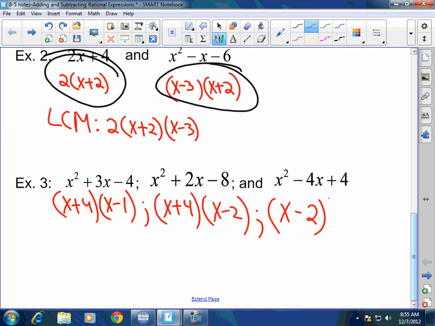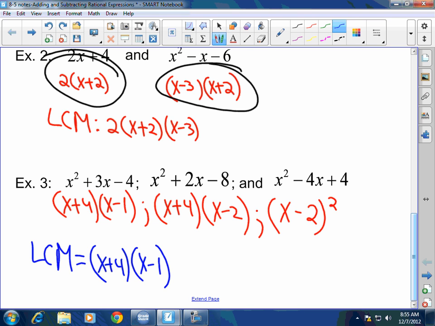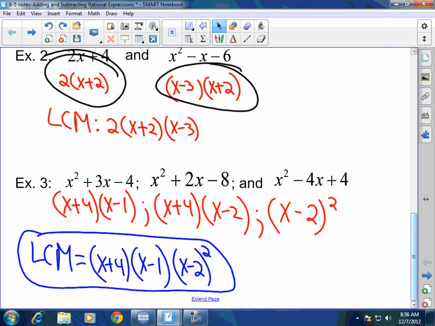X minus 2 squared. Okay. So pay attention. What's the LCM? You need to remember, you need all of the elements together in one. So I have an x plus 4 that I need in all of them. I need an x minus 1 in all of them. And I need 2 x minus 2s. Very good. Does that make sense?